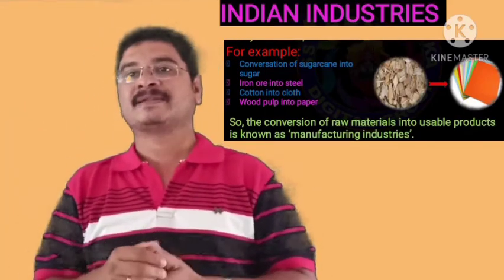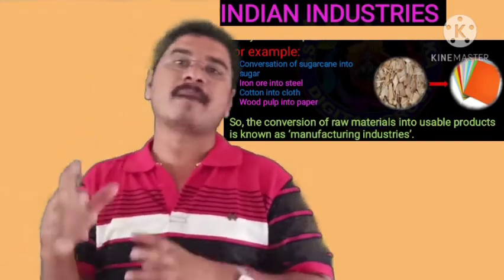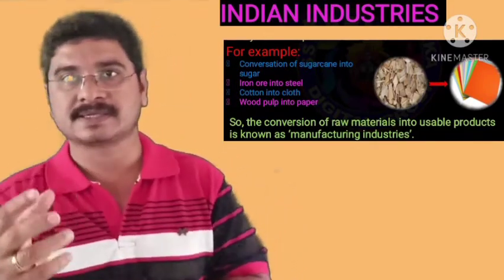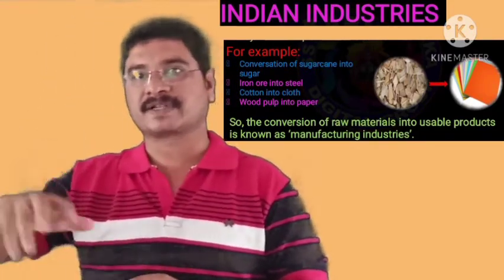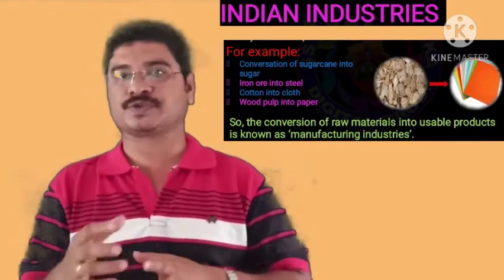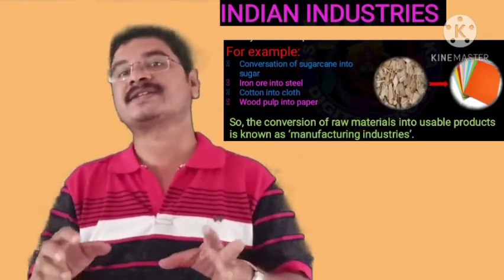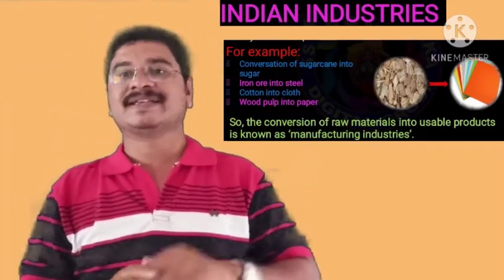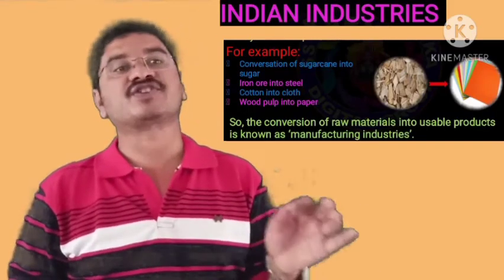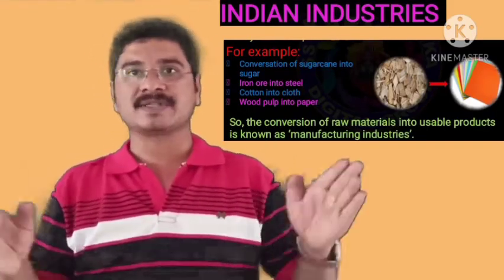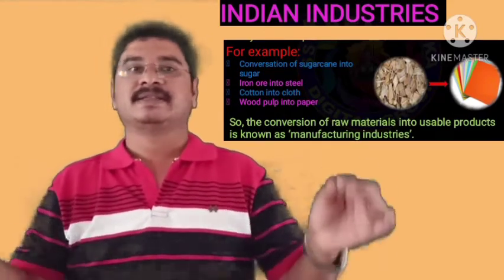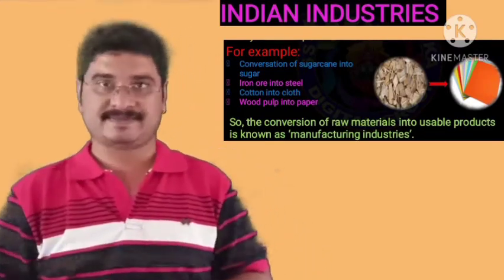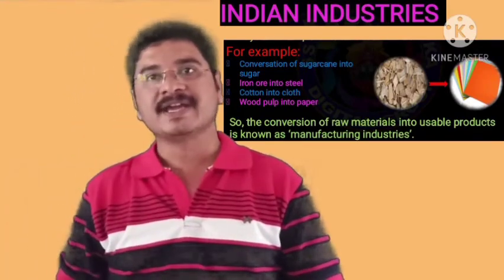Like this, natural resources and raw materials can be changed with a certain process or refining, and then we can use them. So the conversion of raw materials into usable products is known as manufacturing industries. Once again, my dear students, the conversion of raw materials into usable products is known as manufacturing industries.